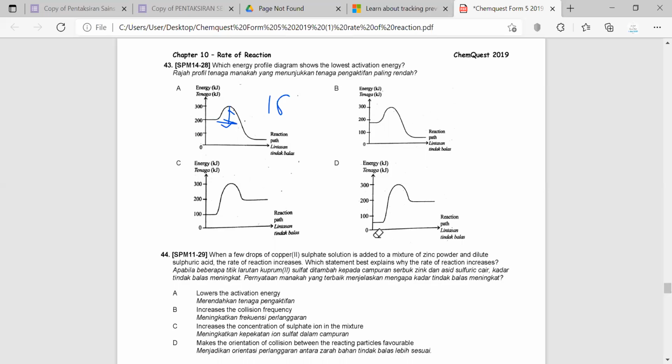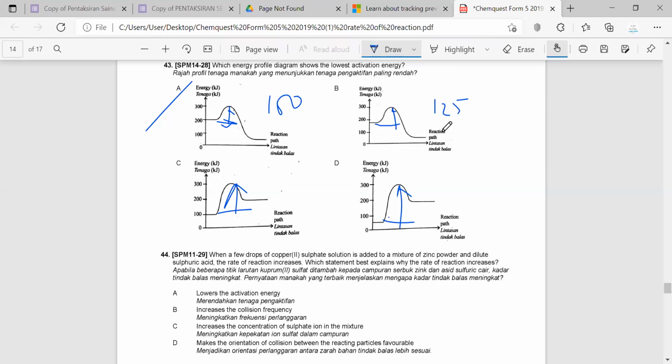Here I think 100. Okay. And then here 175 to 300. So maybe 125. Okay. So you must count from the reactant to the peak. Okay. From the reactant going to the peak. Do you understand now what teacher is saying? Yes, sir. Okay.